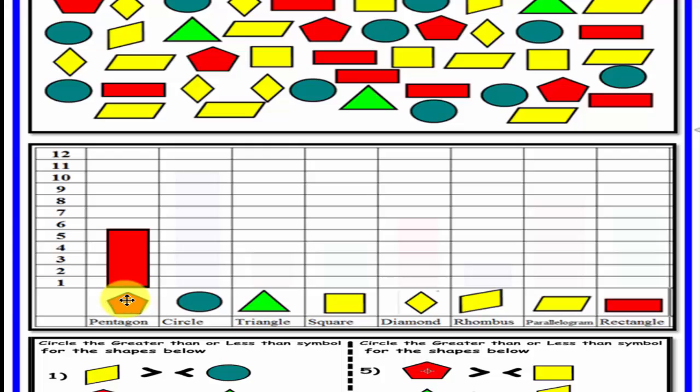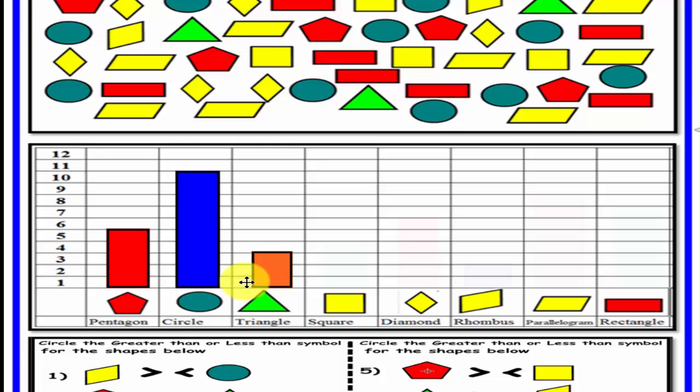All right, we left off with the pentagon. Let's look at the circle. Now, how many circles did you come up with? We came up with 10. The triangle, we ended up with 3. How many sides are there to a triangle? 3. Okay. The square, we ended up with 4, and there's 4 sides to that.